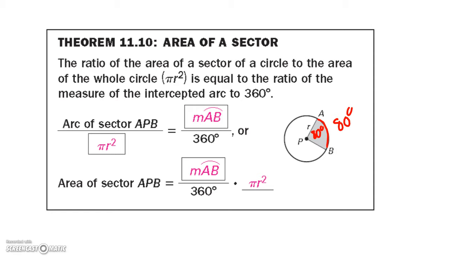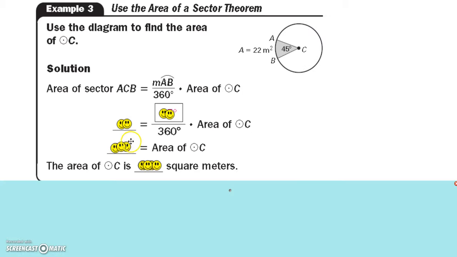Remember I shared with you part over whole is equal to part over whole, and maybe we'll look at that after we finish looking at the way the note-taking guide walks you through it. So we'll take this formula and substitute in what we know. We know the area of the sector, which is 22. This is a little bit different than the other problems we were doing. And we know the measure of the arc. It's 45 degrees, the same as the measure of the central angle that forms the arc.